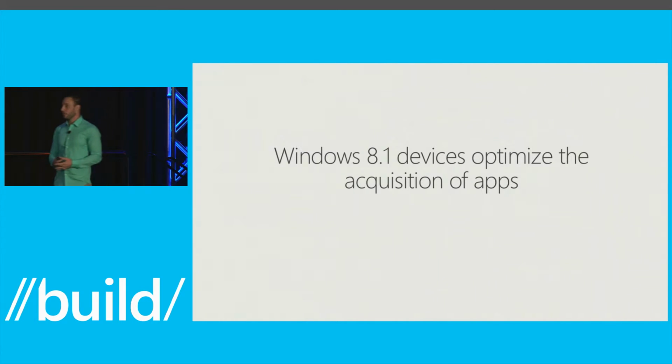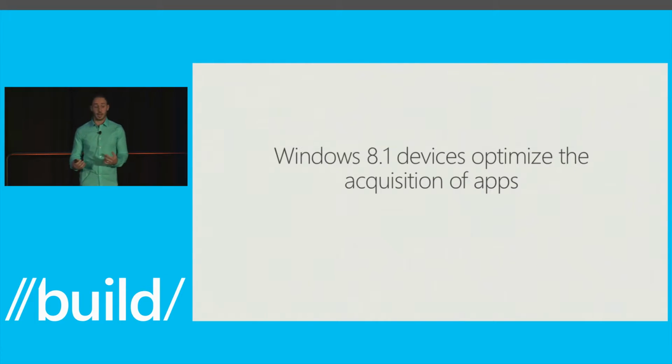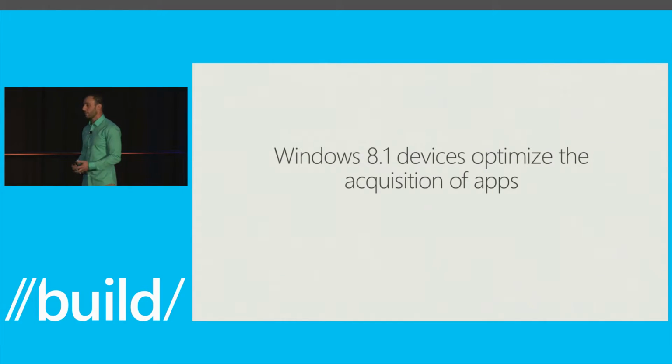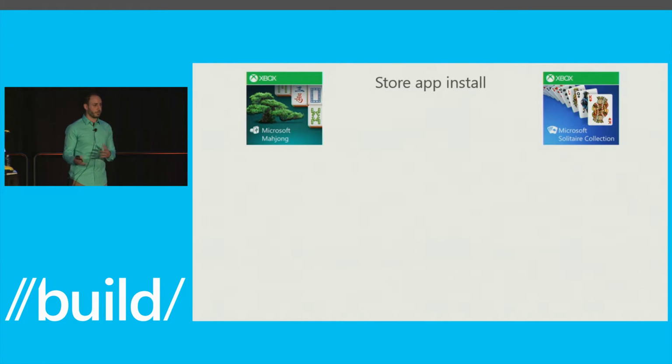But from the user side, we wanted to reduce the time it took to acquire these apps. So one of the things that we implemented, and which is now extended into the Windows Phone 8.1 OS, is the ability to optimize the download in these cases. I'm going to give a quick visual demo of what this looks like. For this hypothetical scenario, I'm going to install Microsoft Mahjong and Microsoft Solitaire. These are two games both made by the same developer, so there's probably going to be some common files.